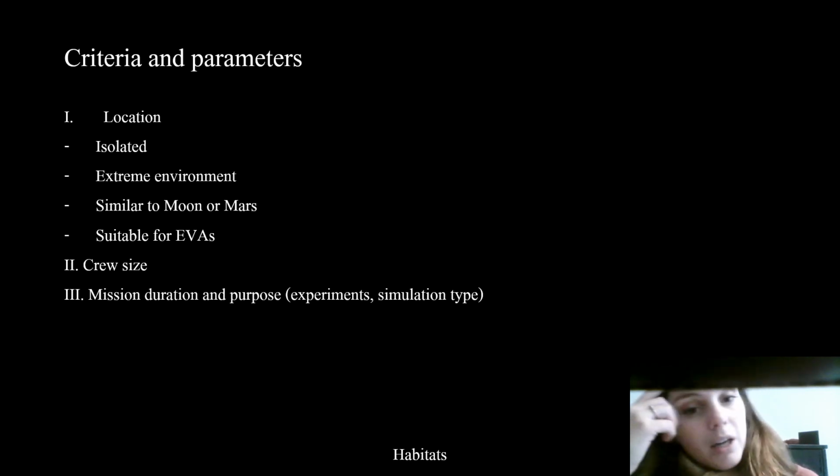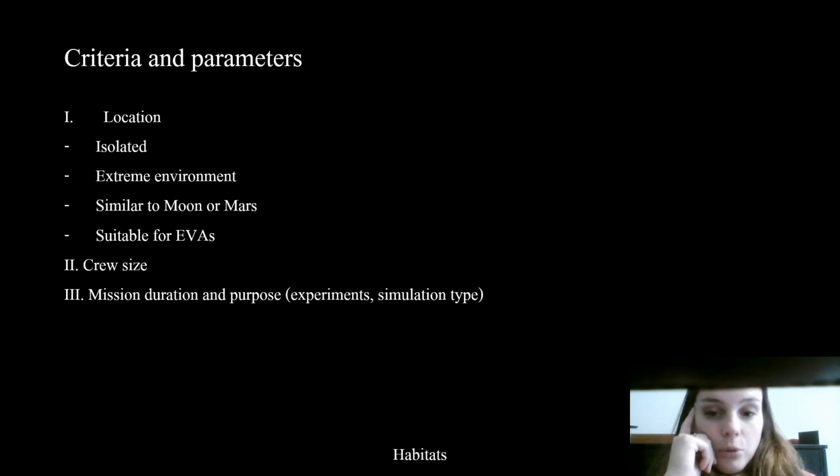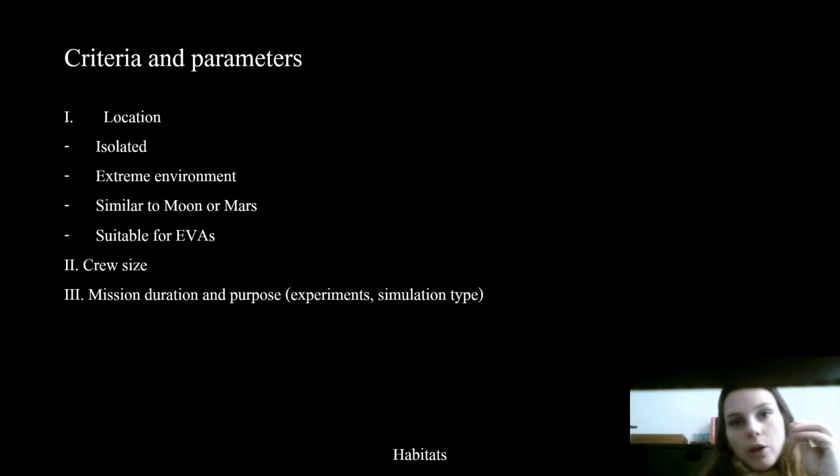And lastly, is the habitat suitable, the location suitable for EVAs? What do I mean by that? If your habitat is in the middle of a city, when you're going to do your EVA, you're going to meet people. You're going to see people walking dogs, you're going to see cars, so you're not necessarily going to feel like you're on another planet.